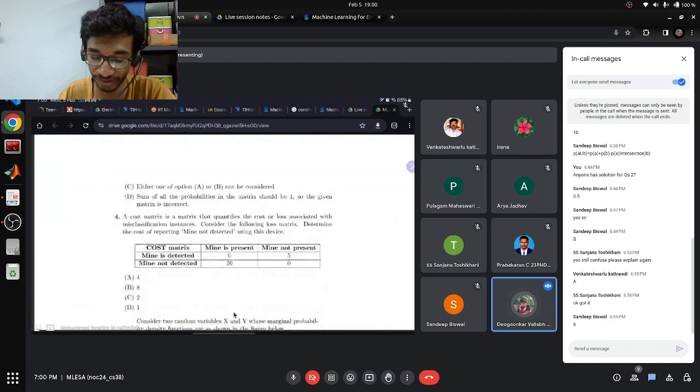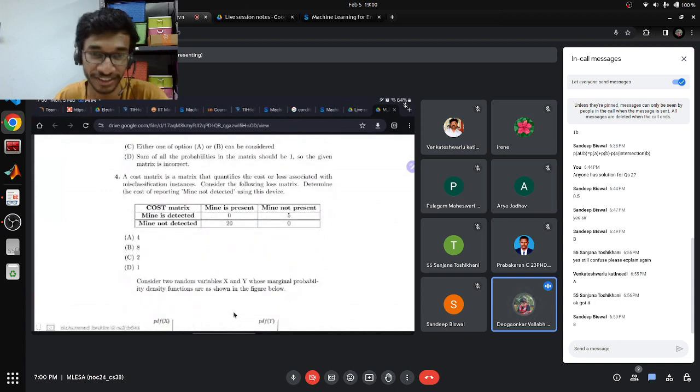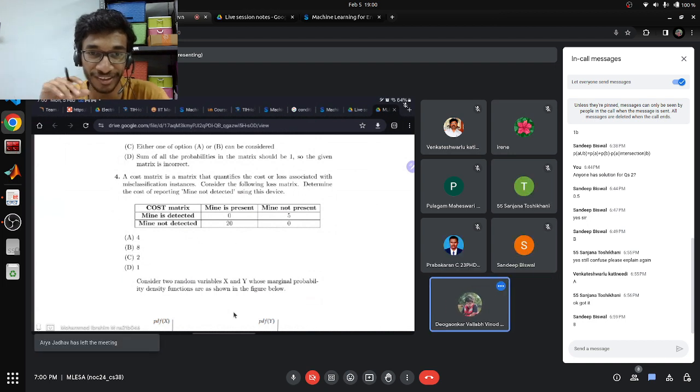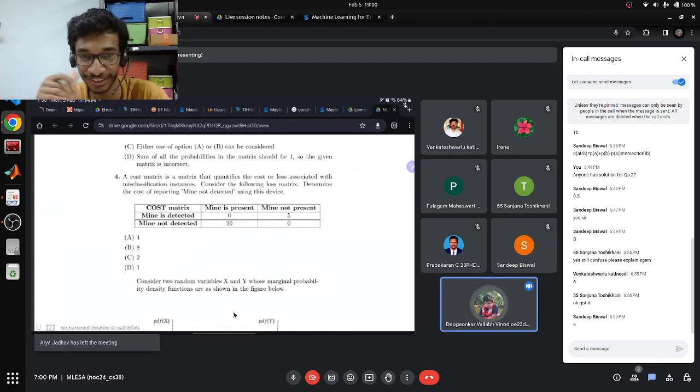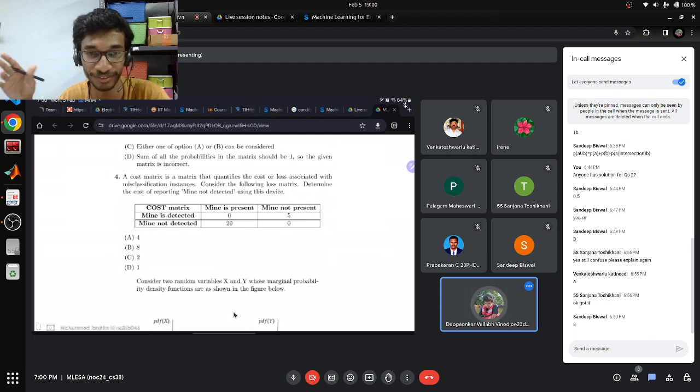and what a cost essentially refers to is that, so let's say look at the mine not detected. This is actually a very important concept later on when you are doing classifications. So instead of, let's say, mine present or mine not present kinds of detections, if it was some test of some disease. Let's say this is a common example in many books.